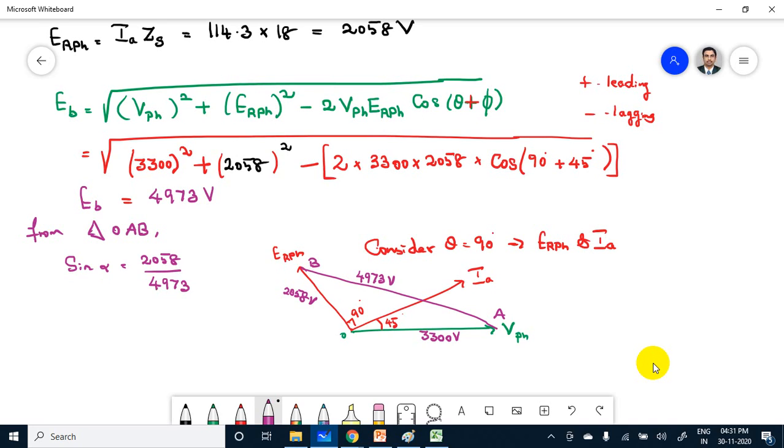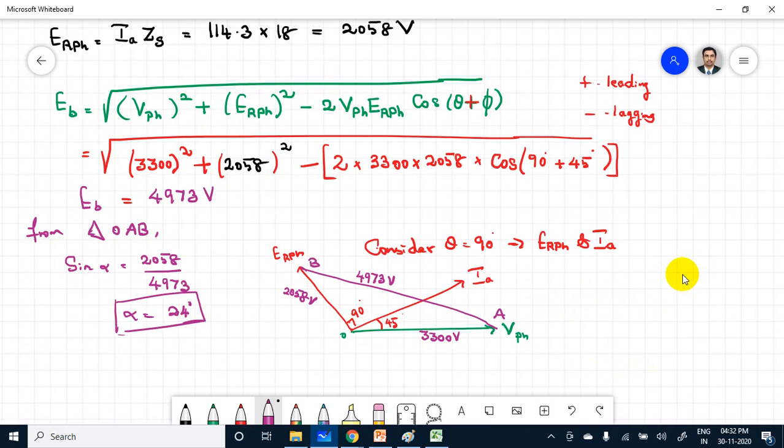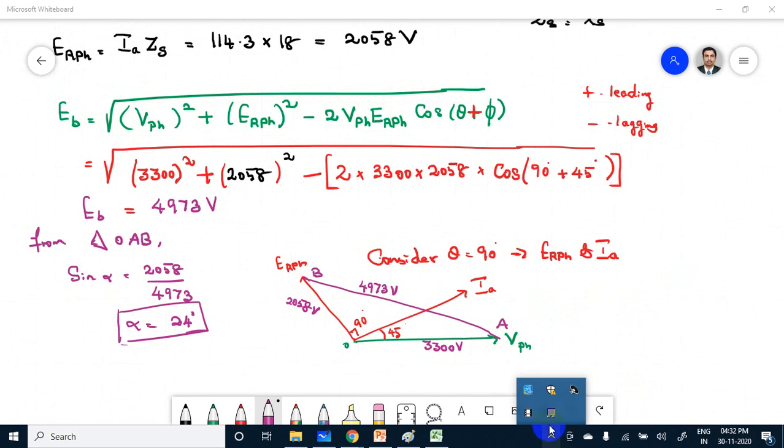So alpha equals 24 degrees. We can measure it. Okay, any doubts?